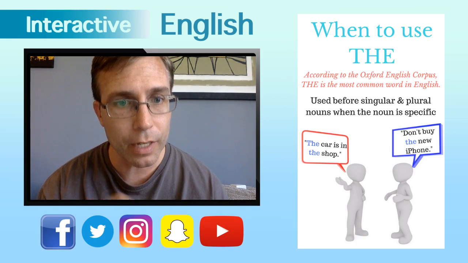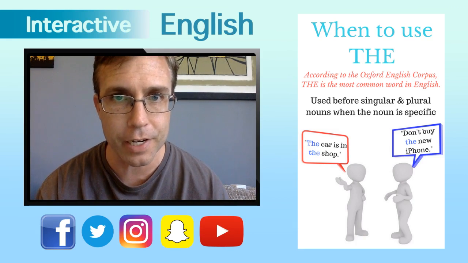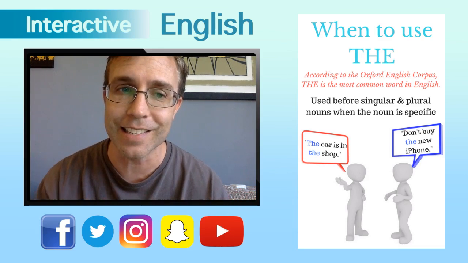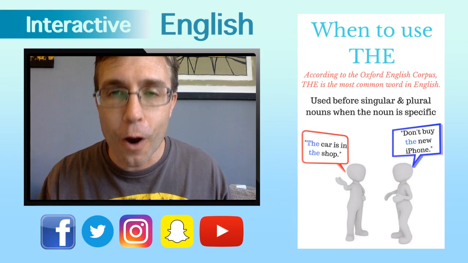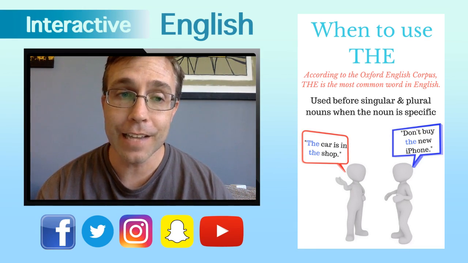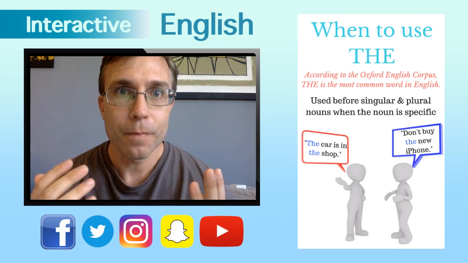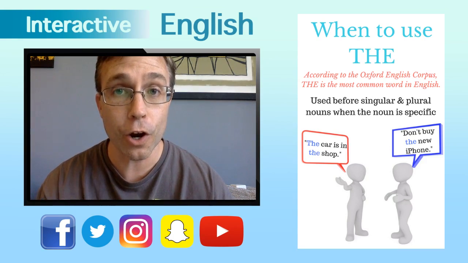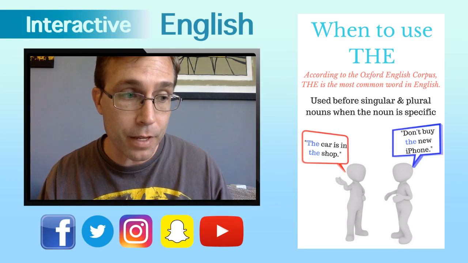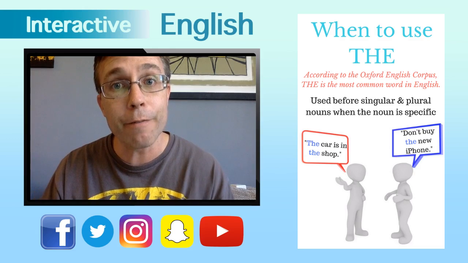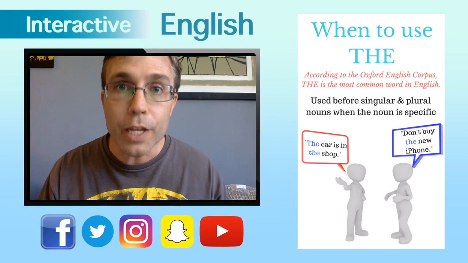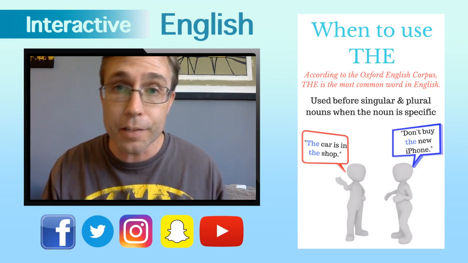So for example, let's look at this conversation down below, these two people talking and kind of these random sentences. The first one says, "The car is in the shop." So if I say the car, we basically know which car is being talked about. It could be my car, it could be my family's car, it could be my friend's car. But if I say the car, then basically we know which car is being discussed.